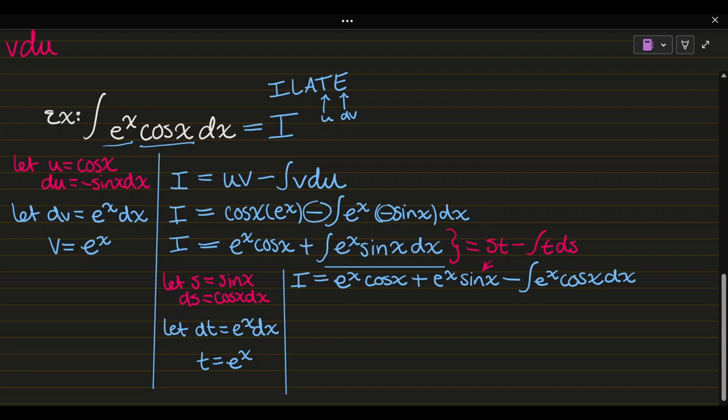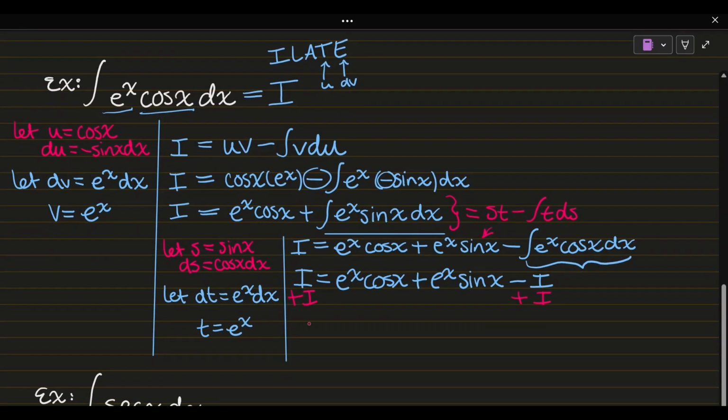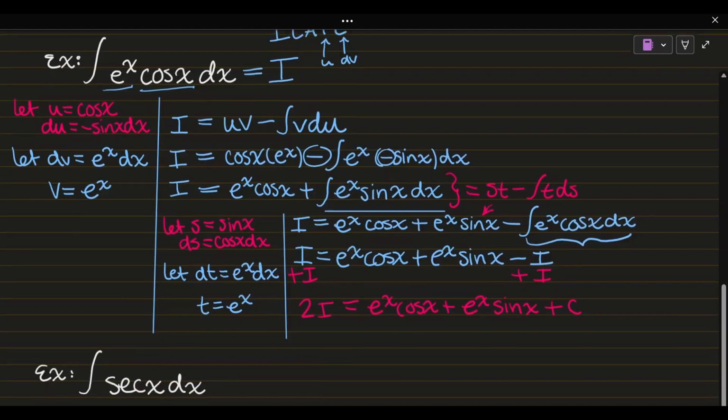Okay. Now this is very interesting, because remember that the integral of e to the x cosine x dx was my original integral up here, and I named that I. So I actually have I is equal to e to the x cosine x plus e to the x sine x minus I. Okay, well, why don't I just go ahead and add I to both sides? So I'll go ahead and add I to both sides. Now I have that 2I is equal to e to the x cosine x plus e to the x sine x. I'll go ahead and add my constant of integration now.